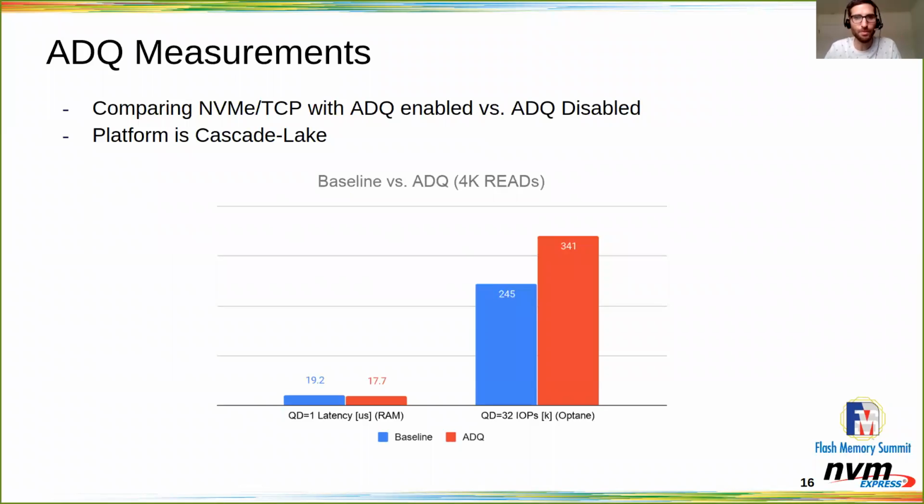So here are some of the measurements of NVMe TCP with ADQ enabled or disabled. And the latency at QD1 achieves, of course, I forgot to mention, it's the added latency on top of the media itself. The transport overhead right now with ADQ is 17.7 microseconds. It could be less depending on the CPU class also. And on QD32, we actually get a massive improvement of almost 30%, if not more, from 245 KIOPS to 341 KIOPS in a single thread.